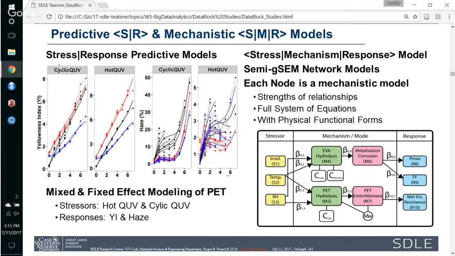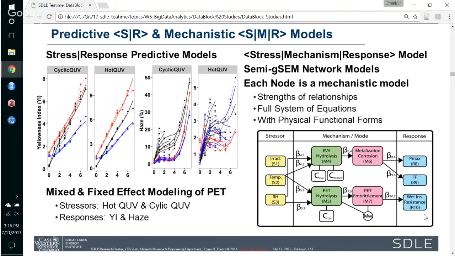But again, telling someone, hey, we know what causes your PET to degrade, it's exposure to the UV. You shouldn't put it outside. And they say, well, I was going to put it on the back of a module, so that's a really unfortunate thing. So while this helps in predicting the behavior of your material, it doesn't really help in fixing the problem of degradation. And so that's where the stress mechanism response model comes in handy.